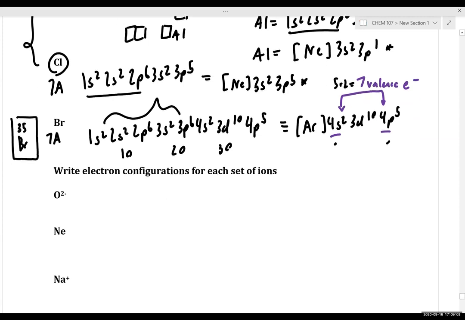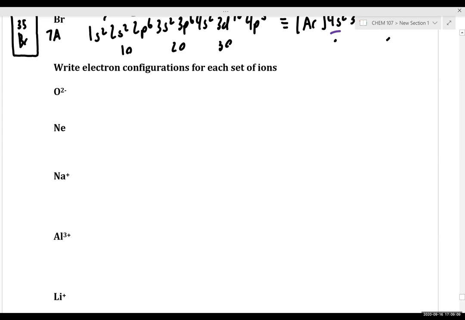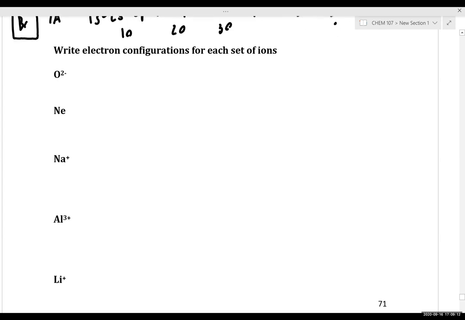So let's look at another set of examples. This next set will be a little bit more straightforward. We're asked to write the configurations for each set of ions. Now for ions, you need to be really careful when you're counting electrons. So for example, for O2 minus, if we find oxygen in the periodic table, it typically has an atomic number of 8. However, since we have a 2 minus charge, our number of electrons is equal to our atomic number minus the charge, which gives us 10 electrons to work with.